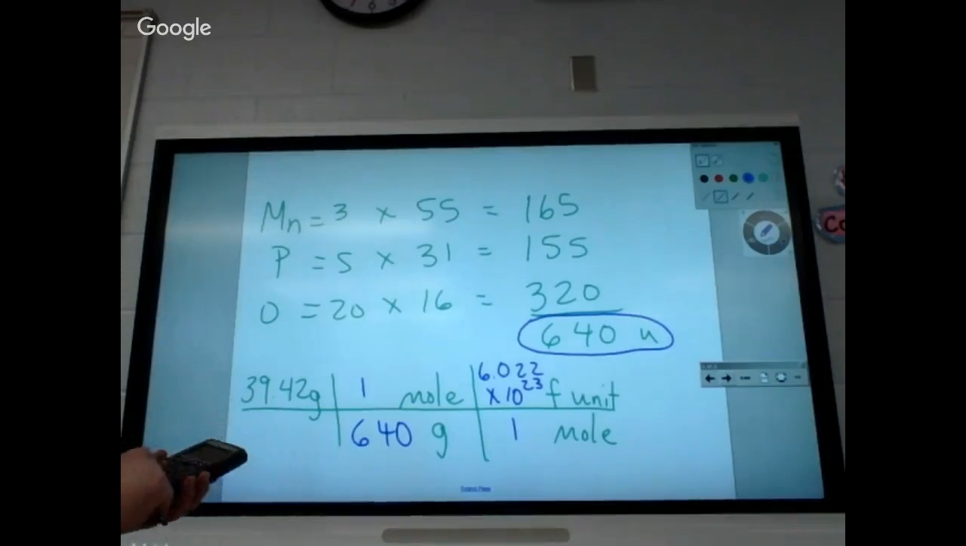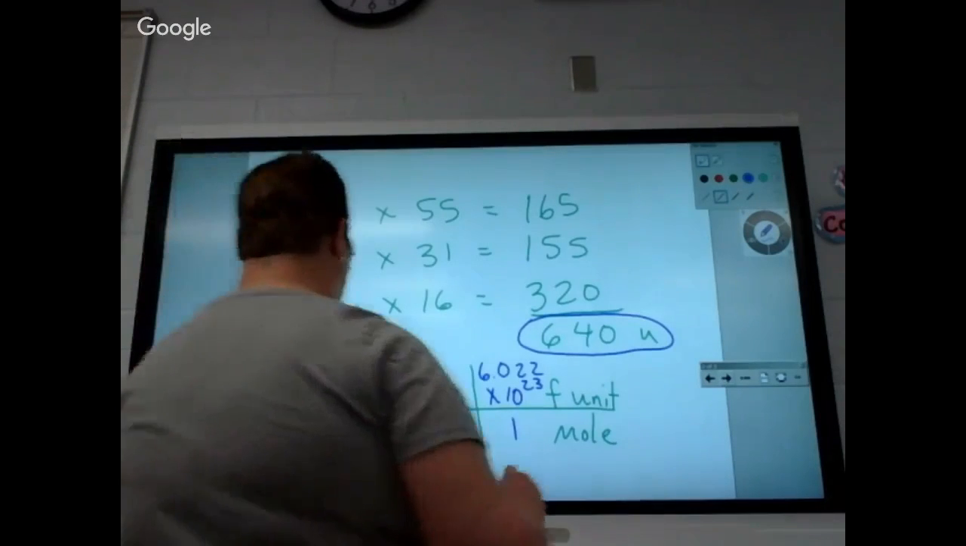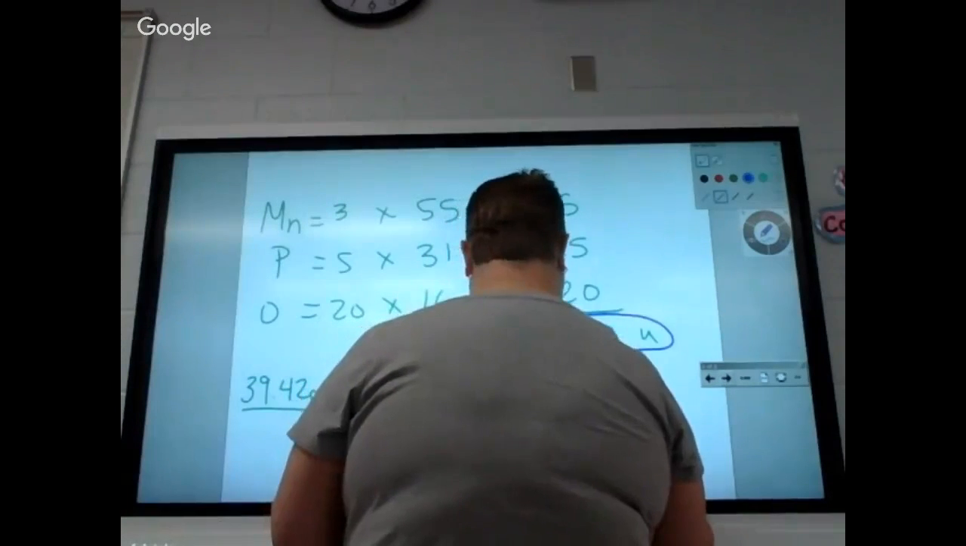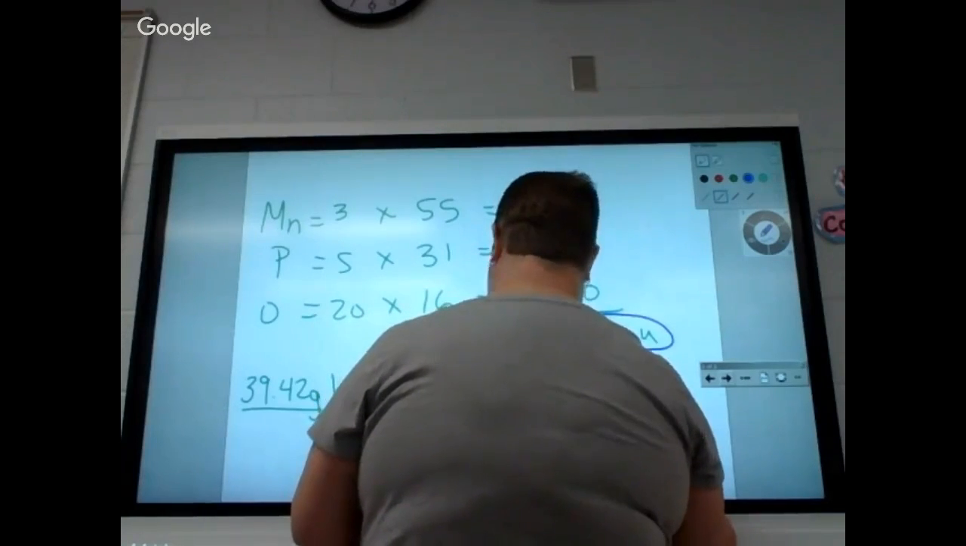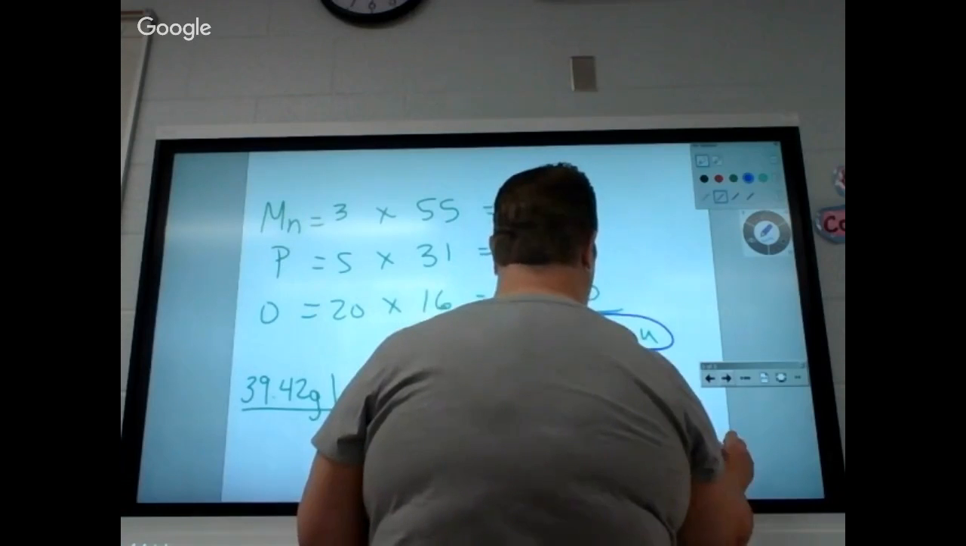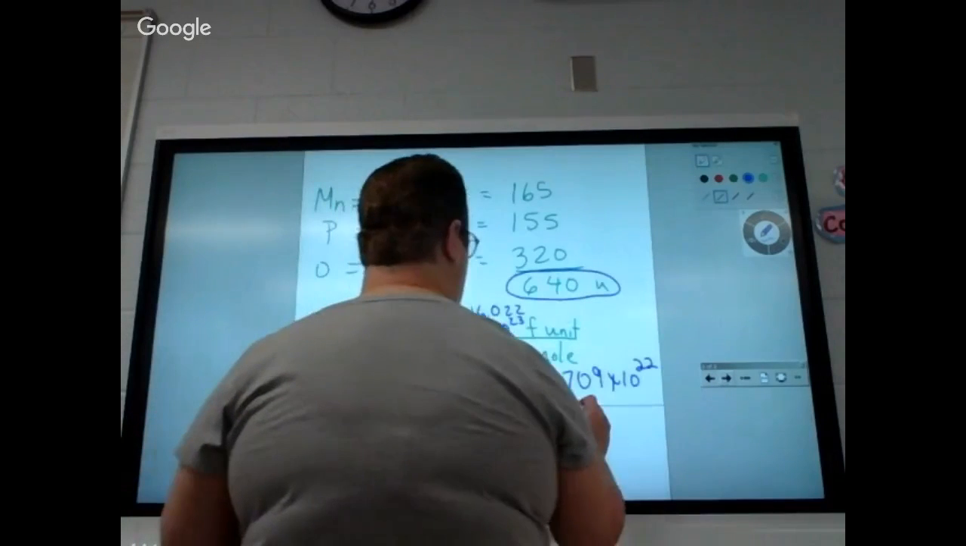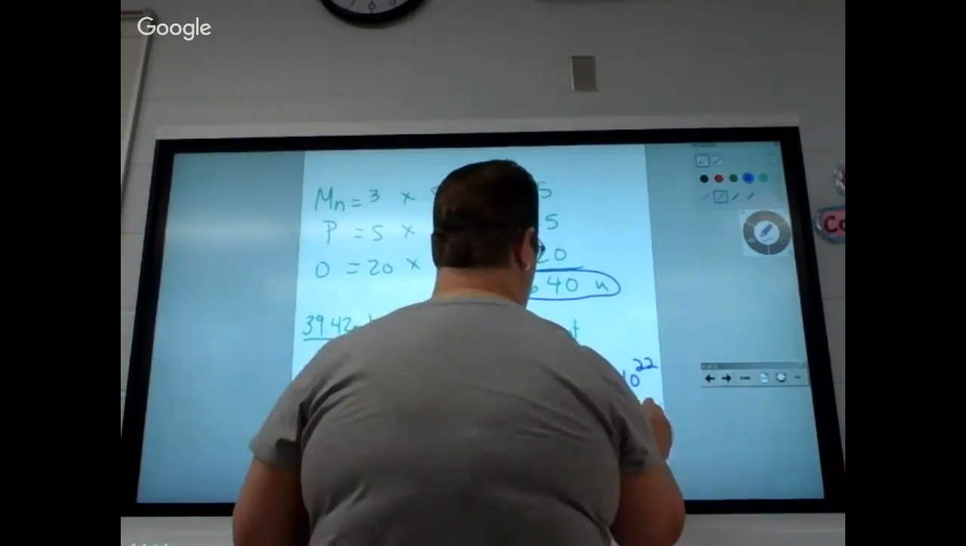So taking our 39.42 times 6.022 second EE23 divide 640, we get 3.709 times 10 to the 22nd. Did I punch that in right? Yes. Okay. And we have formula units for an answer.